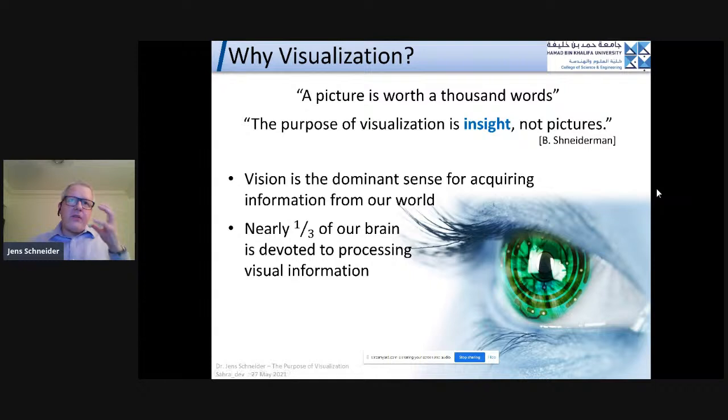And almost a third of our brain is devoted to processing of visual information. In contrast, only 8% for touch and 3% for hearing. And these are fairly important senses as well.